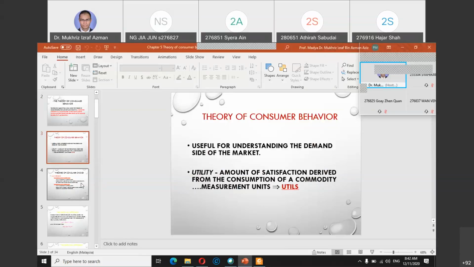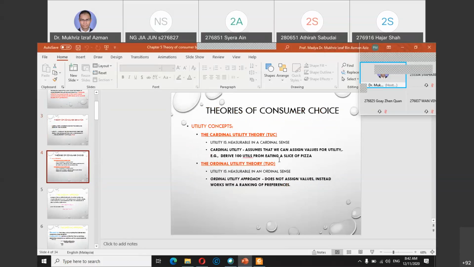We also looked at certain definitions, cardinal and ordinal. Cardinal is where you can assign values. Ordinal, you cannot assign exact values, but you can rank them: best, medium, low, those kinds of rankings.